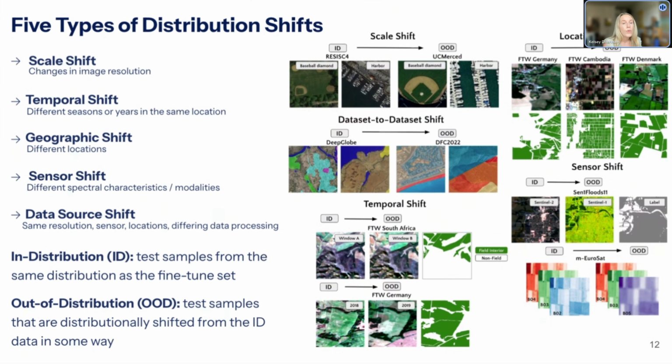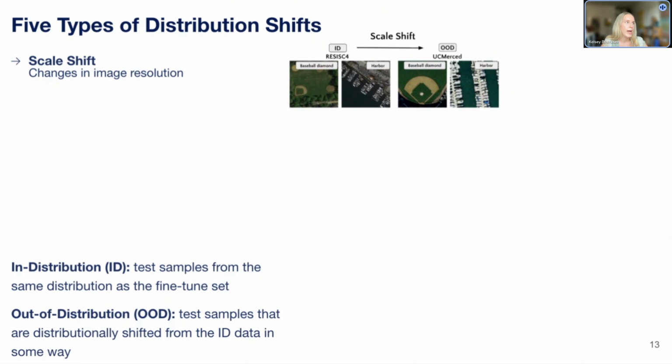And so I want to take a few minutes to go through the distribution shifts that are supported by EarthShift, because I think this is the meat and one of the most important things about the paper itself. We've defined 5 different distribution shifts here, and I'll go through each one. I refer often in this talk to in distribution and out of distribution, or ID and OOD. What I mean by in distribution is test samples from the same distribution as the fine-tuning set, and out of distribution, or OOD, is test samples that are shifted from the in distribution data in some way. So let's start with scale shift. Let's just focus on that.